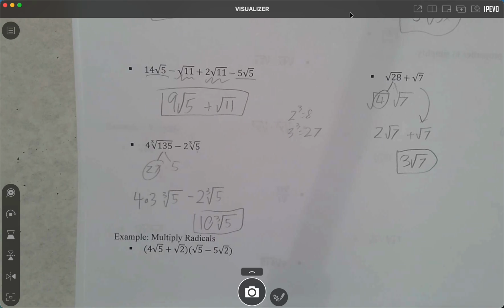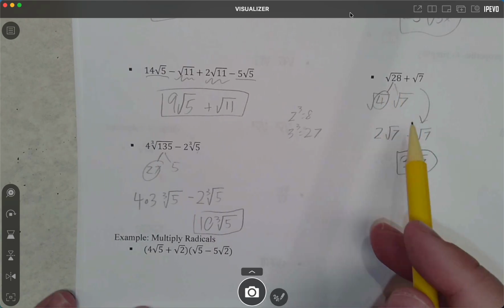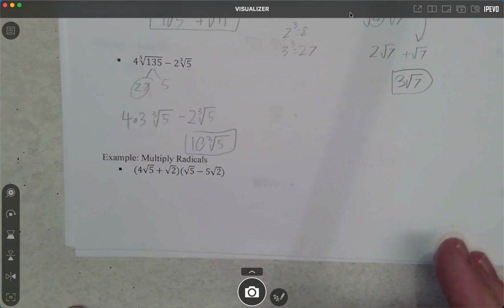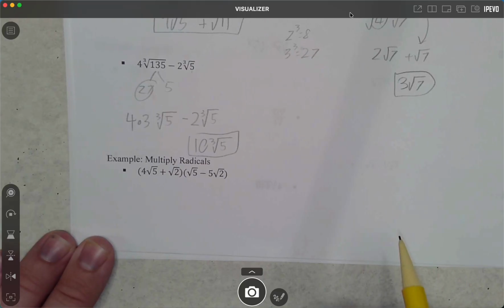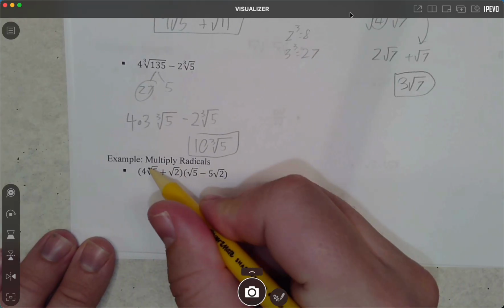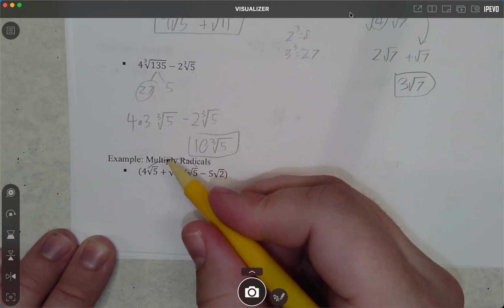Like, make sure you've taken any perfect square you can out of your root and then check if they can combine, because that's what happened on the last two. All right, now we get to multiplying radicals, and this will feed us into further questions. Now, all we need to do is just FOIL here. And let's see what happens when we multiply radicals.